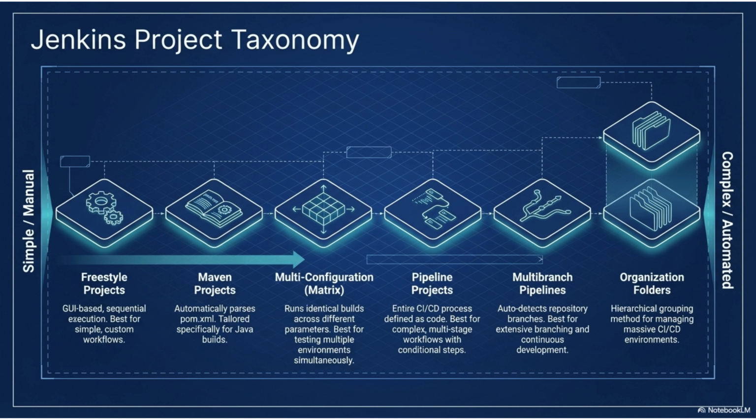Slide 7: Jenkins Project Types. Jenkins supports different project types. Freestyle projects are simple but limited. Pipeline projects define workflows as code. Multi-branch pipelines support multiple branches automatically. Modern DevOps uses pipeline as code.